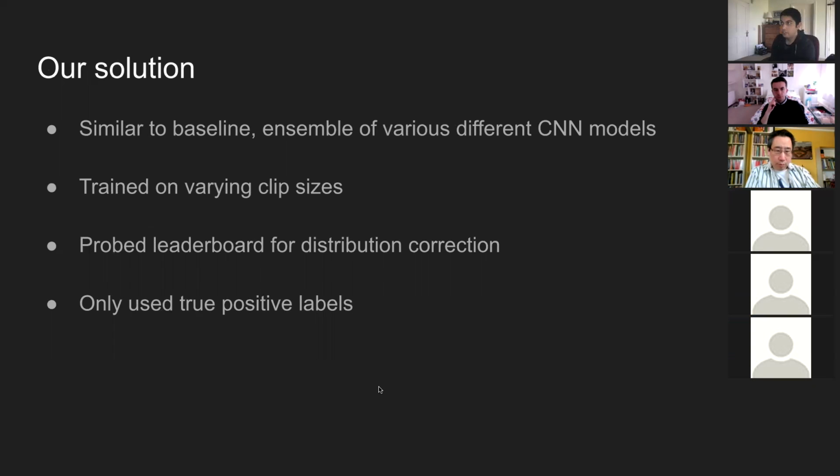Looking at our solution, it ended up being very similar to the baseline that I laid out. So you take the waveform, you convert it to the spectrogram, you pass it to a CNN model of some sort, and then you just do that sort of strided prediction and aggregate in some way. We ended up with a fairly big ensemble of several different models.